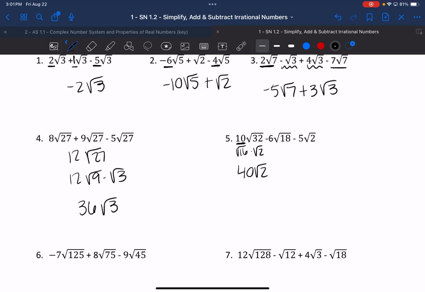Okay. What about 18? What am I going to rewrite that as? 9 and 2. Okay. And the square root of 9 is 3. And there was already a negative 6 out there. So negative 18 root 2. And then that last one is already a root 2, so it's good to go. Now we can combine. So what's 40 minus 18? 22. And what's 22 minus 5? 17. So this is 17 root 2.